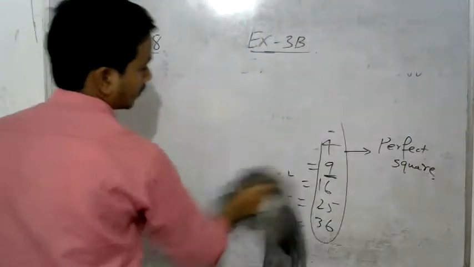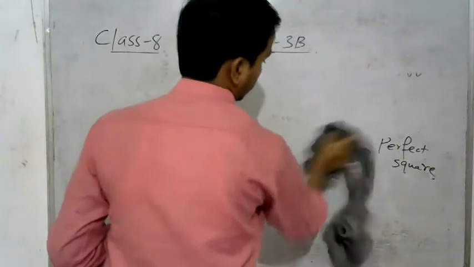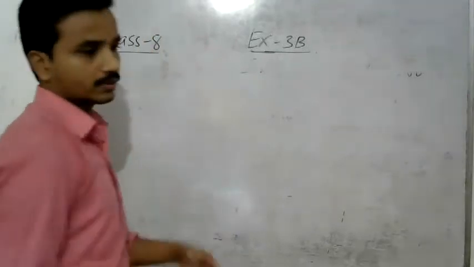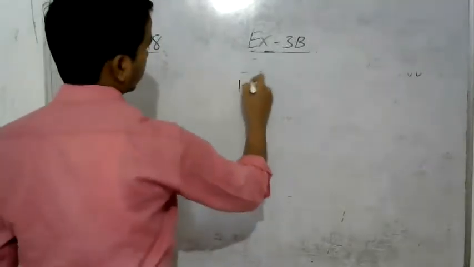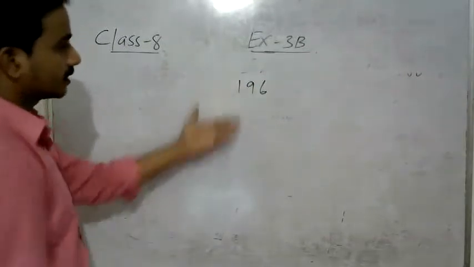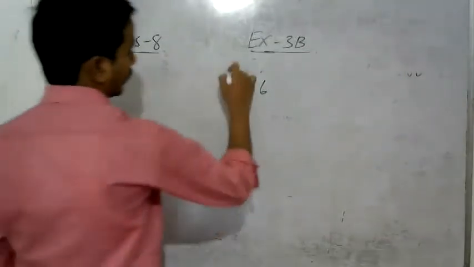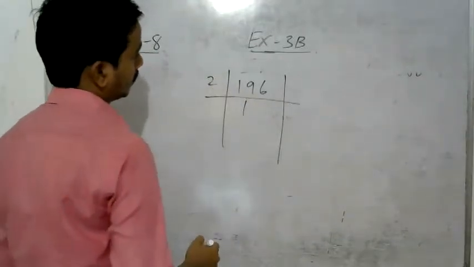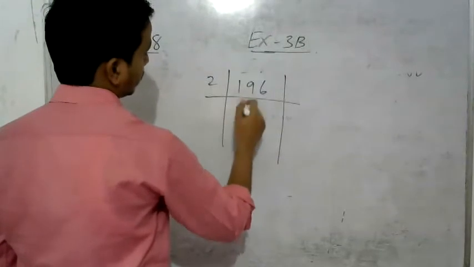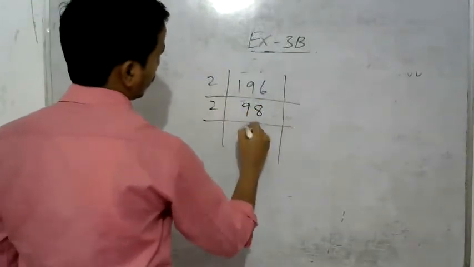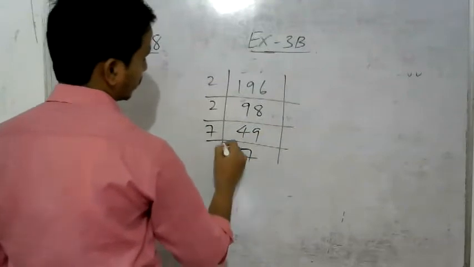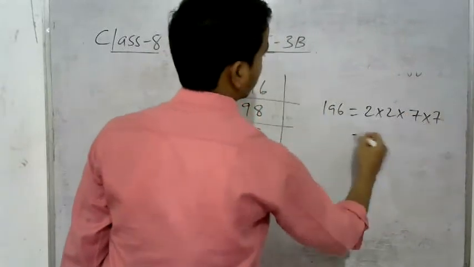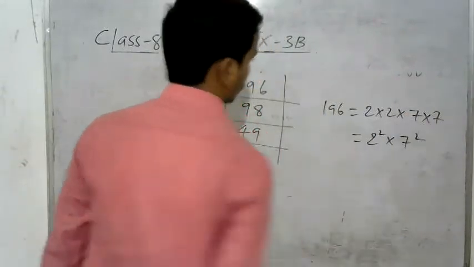Now we will study some of the properties of perfect squares. How do we determine whether some number is a perfect square or not? For example, 196. We have to check whether it is a perfect square number or not. First of all, we find the prime factors. 2 nines are 18, 98, 2, 49, 7, 7. So the prime factorization of 196 is equal to 2 into 2 into 7 into 7, that is equal to 2 square into 7 square.